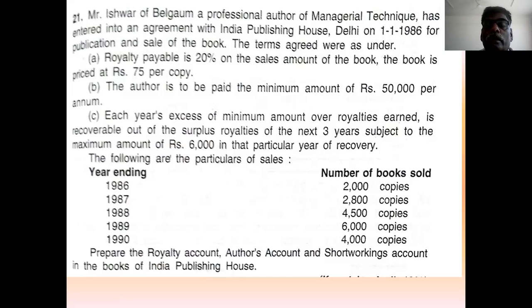And there is no strike. First is royalty. Royalty is equal to 75 into 20%, that is 15 rupees. Minimum rent is 50,000. Recovery period is next 3 years and maximum 6,000. You remember this. Information for years 1, 2, 3, 4, 5 is there, with the number of books sold. You take this as output and prepare royalty account, author account, then short working account in the books of the publishing house, means lessee. Ledger accounts in the books of lessee. You see the solution.